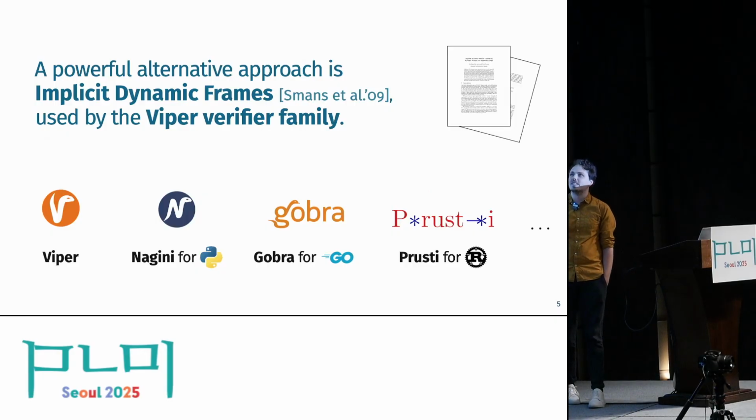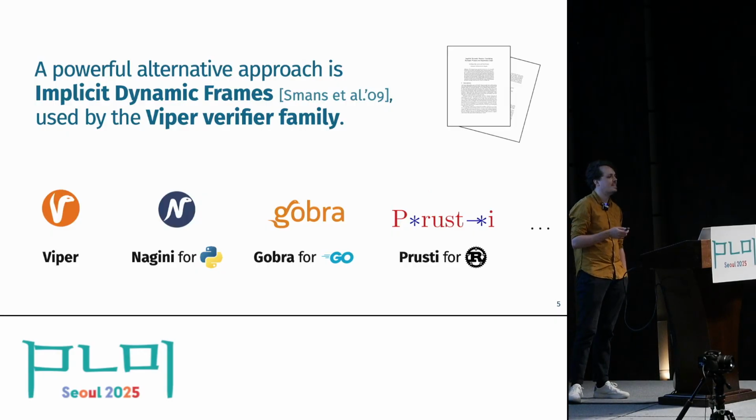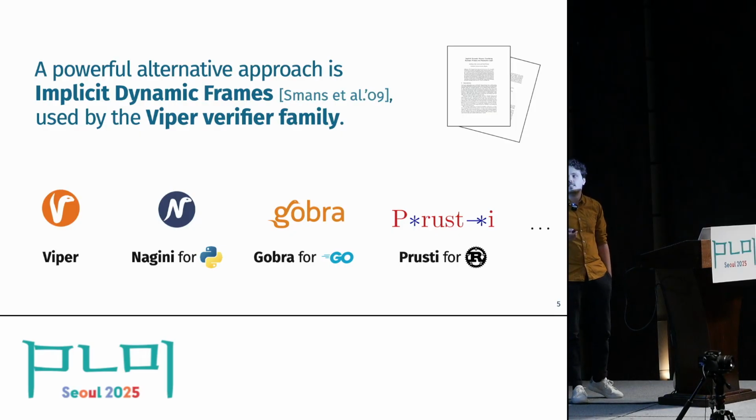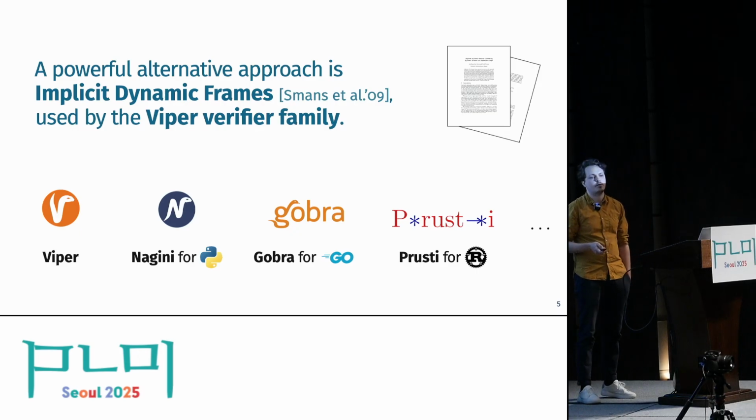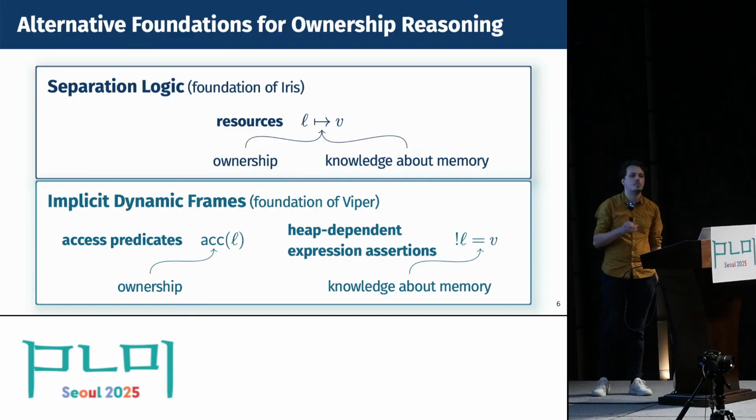Another quite powerful approach for ownership reasoning is implicit dynamic frames, which has been used quite successfully by the Viper verifier family, which includes Viper itself and also several frontends, such as Nagini for verifying Python code, Gobra for verifying Go code, and Prusti for verifying Rust code. And we can see the differences between these two approaches quite clearly if we put them side by side.